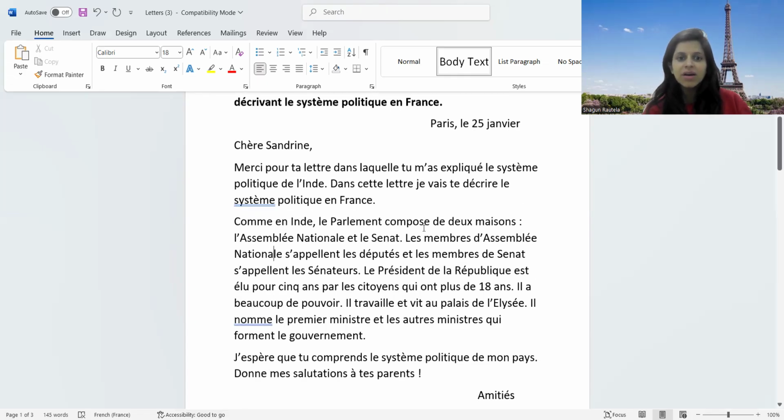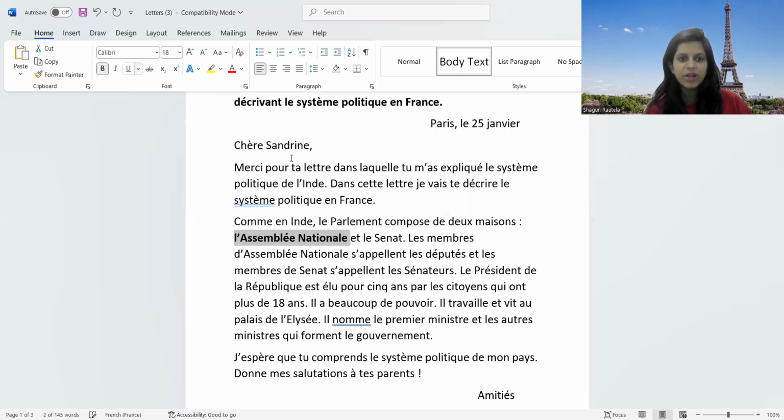Like in India, le Parlement est composé de deux maisons. So in India also we have two houses, Lok Sabha and Rajya Sabha. In France also we have two houses. Understand it well. The names of the two houses are Assemblée Nationale et le Sénat. So these are the names of the two houses.